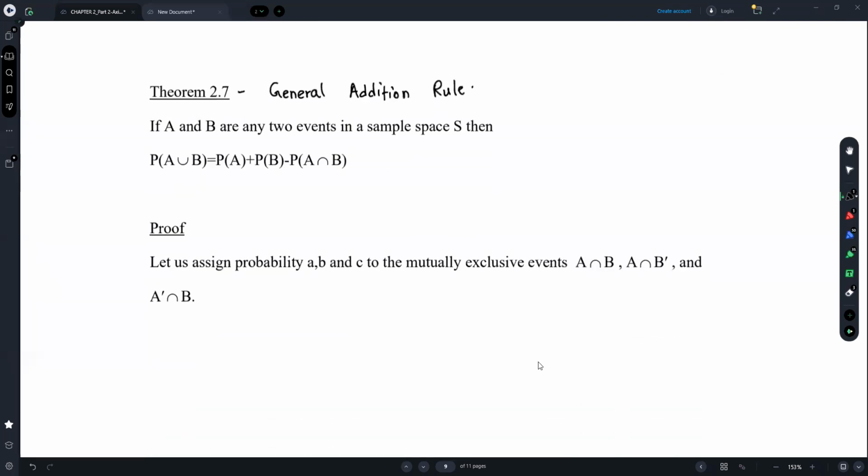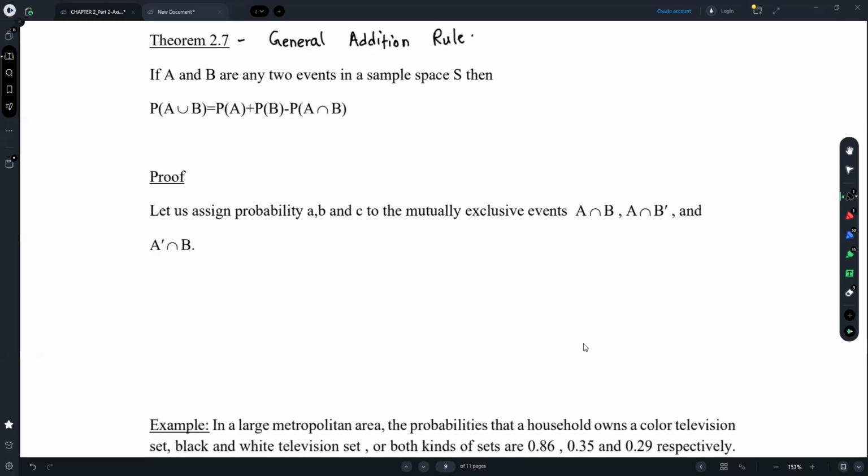Can you prove it? Again, the best way to do it is to figure out mutually exclusive events in this setup and then proceed with the three axioms. Usually it will be the second and the third axiom that you will be using, right? Okay.